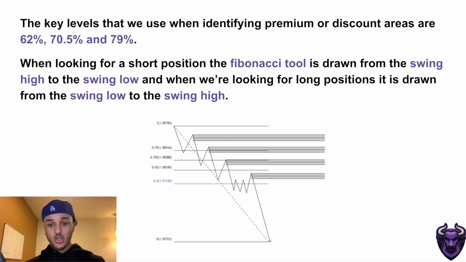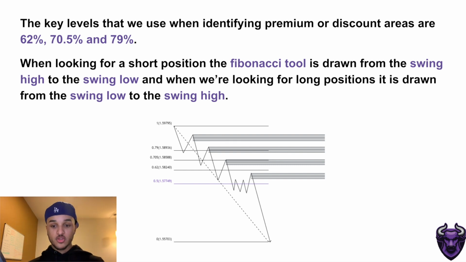If we move on, we can see the key levels that we use when identifying whether a zone is premium or discounted: the 62%, 70.5 and 79% areas within the Fibonacci. If you're looking for a short position, those will be above the market equilibrium, and if you're looking for a long position, those will be below the market equilibrium. When we're looking for a short position, the Fibonacci tool is drawn from the swing high down to the swing low, and when we're looking for a long position, it's drawn from the swing low up to the swing high.